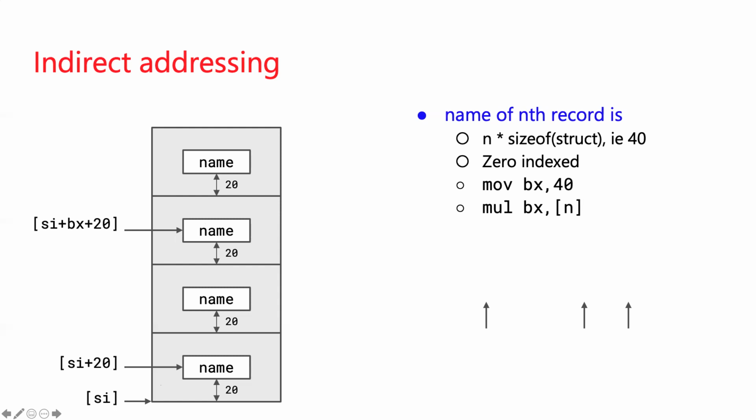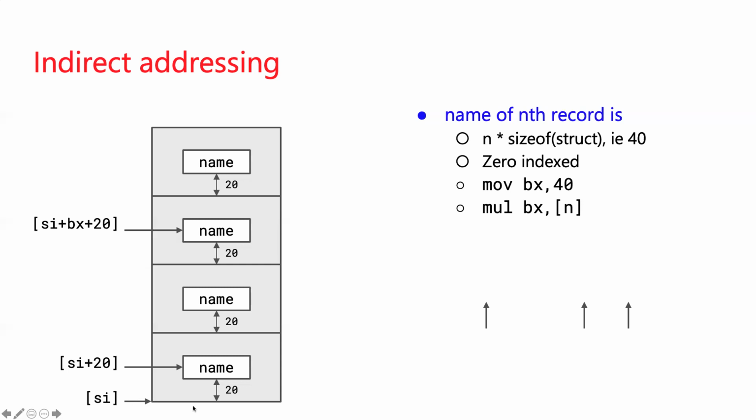Well, if you knew where SI was, and you could compute n times the size of the struct, so n times 40, that would give you a pointer to the first thing. And then if you wanted the name field, if you could go 20 bytes past that, that would be the address of the name field in the nth element of this array. There's an indexing mode that makes it easy to compute this.